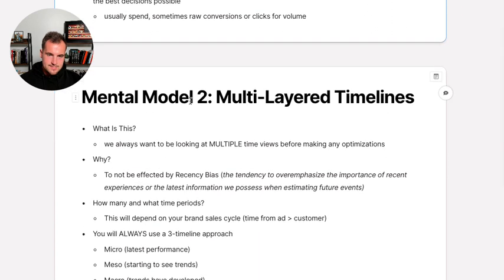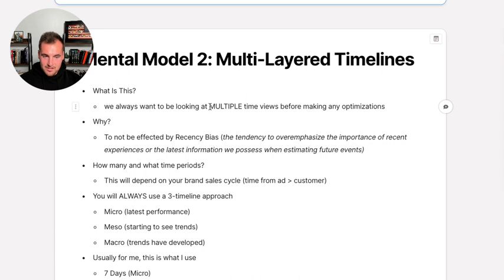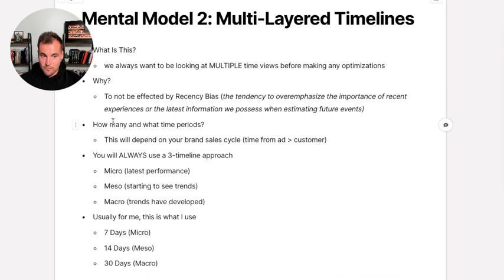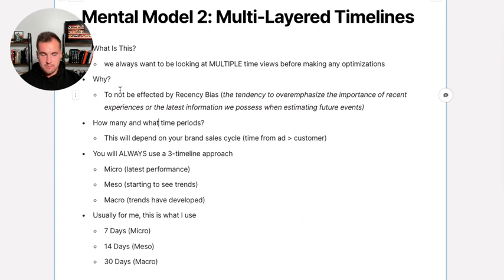Second is mental model number 2, the multi-layer timelines. So what is this? We always want to be looking at multiple timeline views for making any optimizations. Why? To not be affected by recency bias, aka the tendency to overemphasize the importance of recent experiences or the latest information we possess when estimating future events. So if I look at only the last 7 days and I think, oh wow, we had a great last 7 days, but historically, let's say the last 60 days has been bad. But the last 7 days has been amazing.